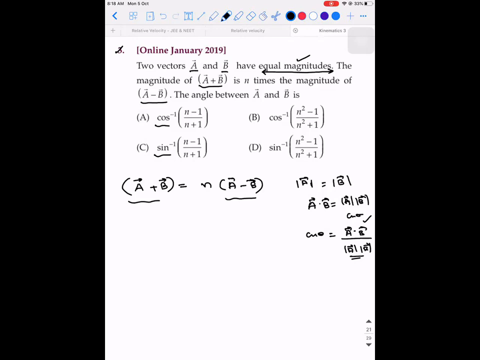So that is magnitude. Okay. Magnitude. Then what are we supposed to do? I told you already. Squaring on both sides.